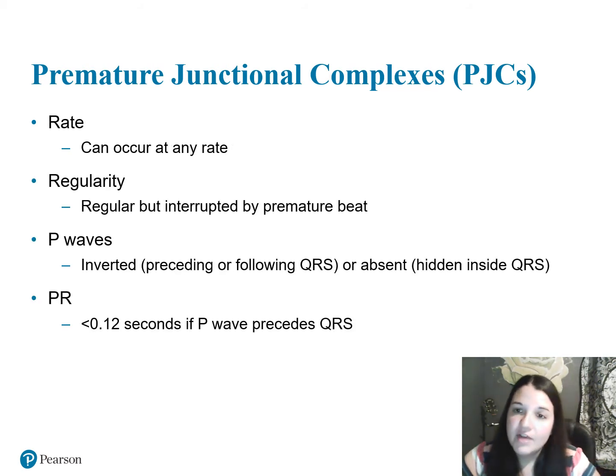So what rate can a PJC occur at? Any rate. What's its regularity? Regular but interrupted by a premature beat. P waves are going to be inverted or absent. And my PR interval will be less than 0.12 seconds if that P wave comes before the QRS.